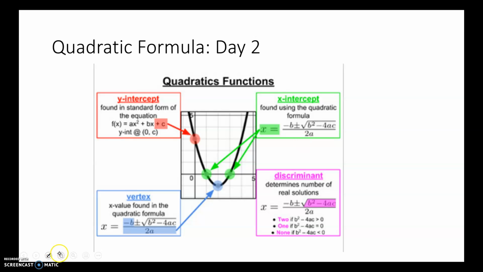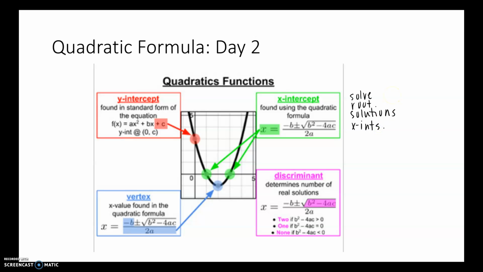Our x-intercepts, we talked about, we can factor, but not every quadratic is factorable. The quadratic formula will always solve, find the roots, the solutions, or determine the x-intercepts of a quadratic. Okay, remember those four terms are synonymous.